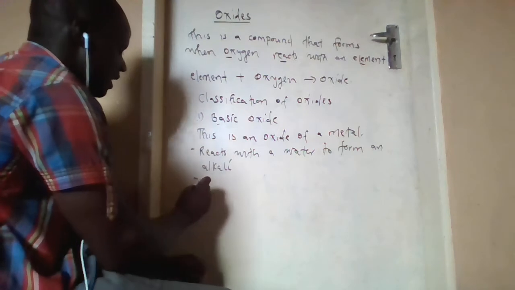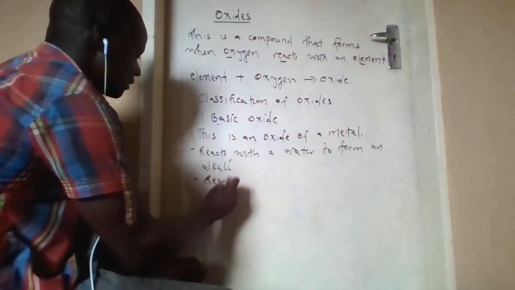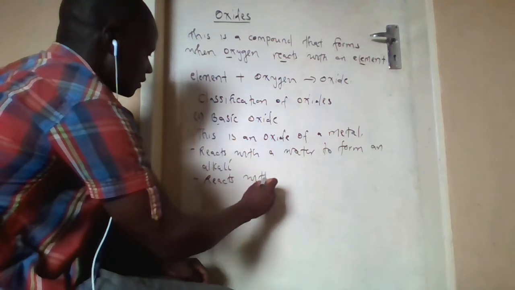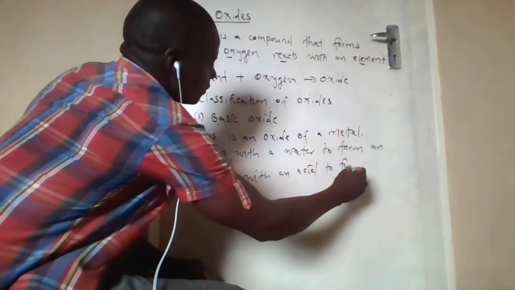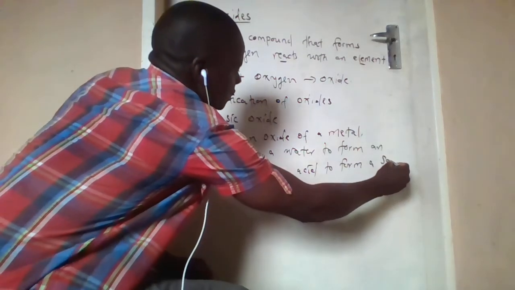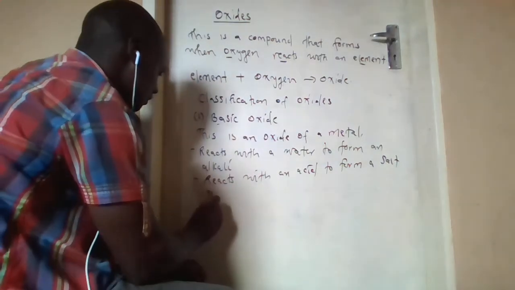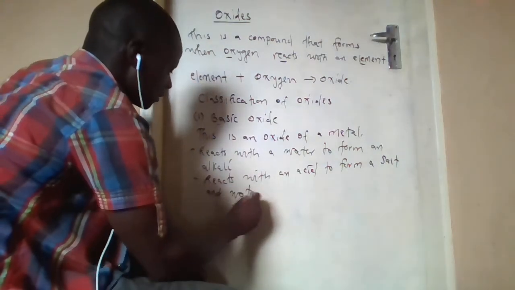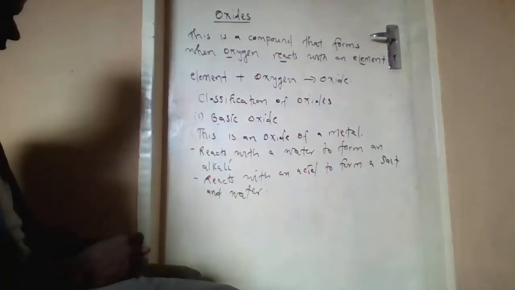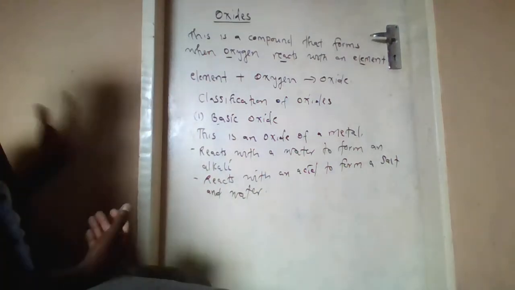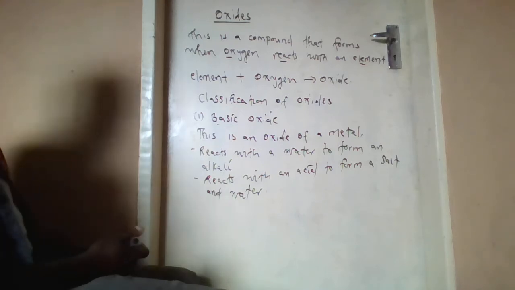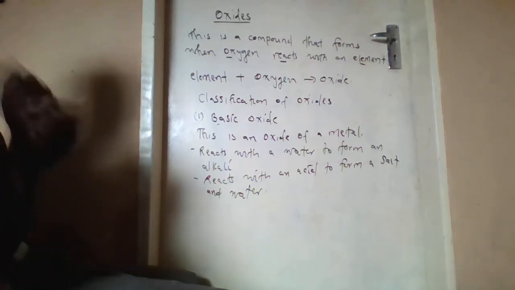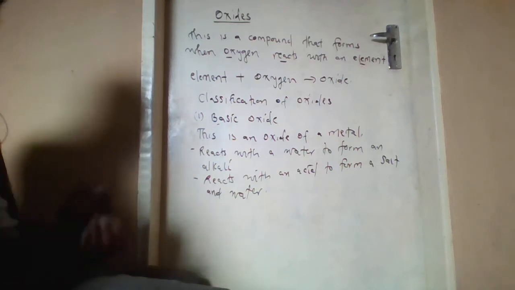Then this basic oxide reacts with an acid to form a salt and water. So these are the properties of basic oxides that we can look at. One, it's just an oxide of a metal which can react with water to form an alkali, and which is also maybe a base. Then this oxide reacts with an acid to form salt and water.